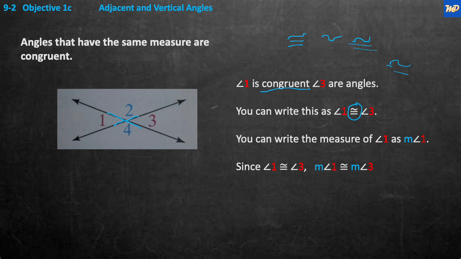You can write the measure of angle 1 as m angle 1. This stands for the measure. When you see the m in front of the angle sign, it means the measure of the angle, like 25 degrees, 35 degrees, 15 degrees, or 90 degrees. And since angle 1 is congruent to angle 3, the measure of angle 1 is congruent with the measure of angle 3.